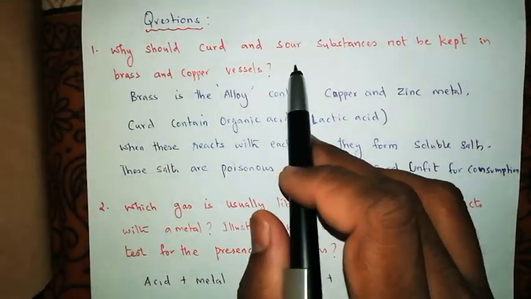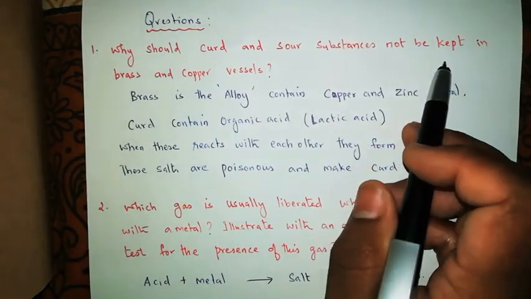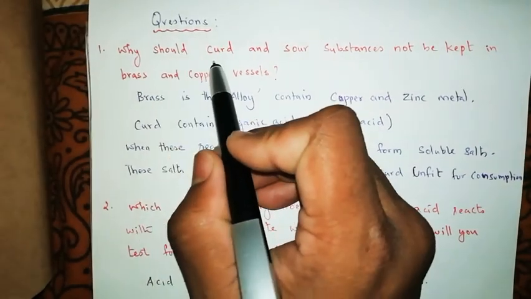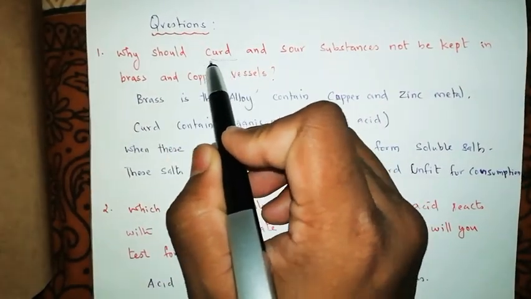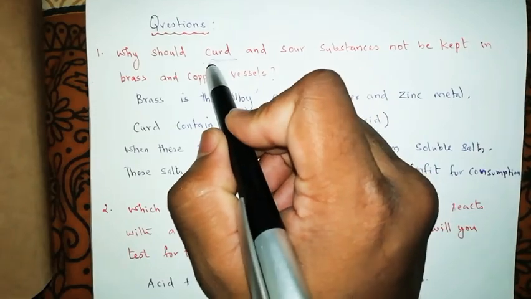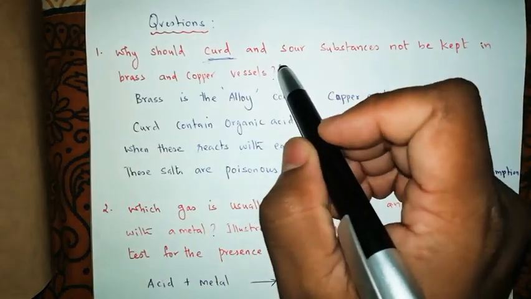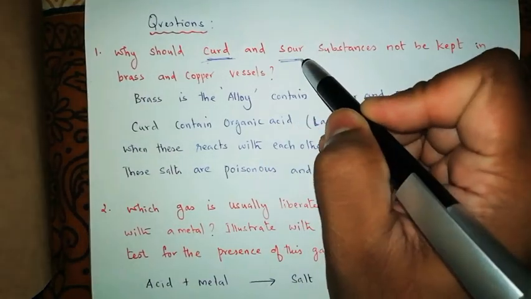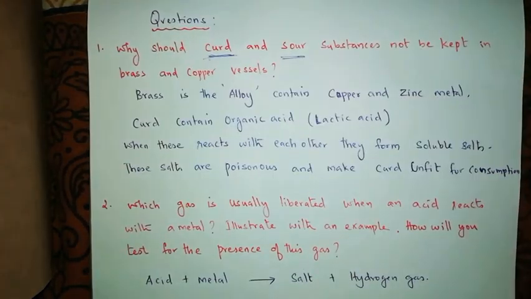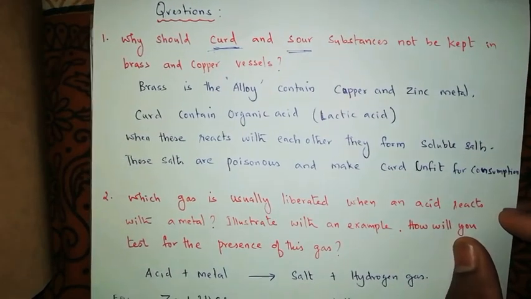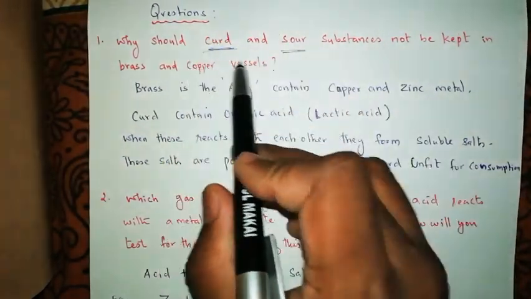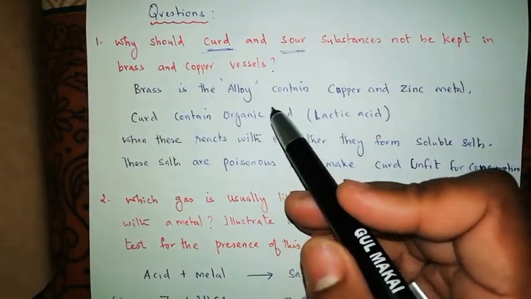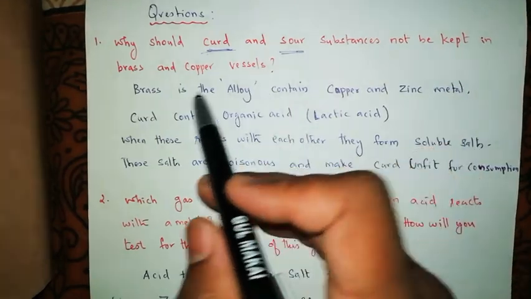Why should curd and sour substances not be kept in brass and copper vessels? You should know that curd contains an acid, lactic acid. Whatever substance is sour contains acid. We all know that. What happens when these kinds of substances are kept in brass and copper vessels? Why are they not kept in brass and copper vessels?